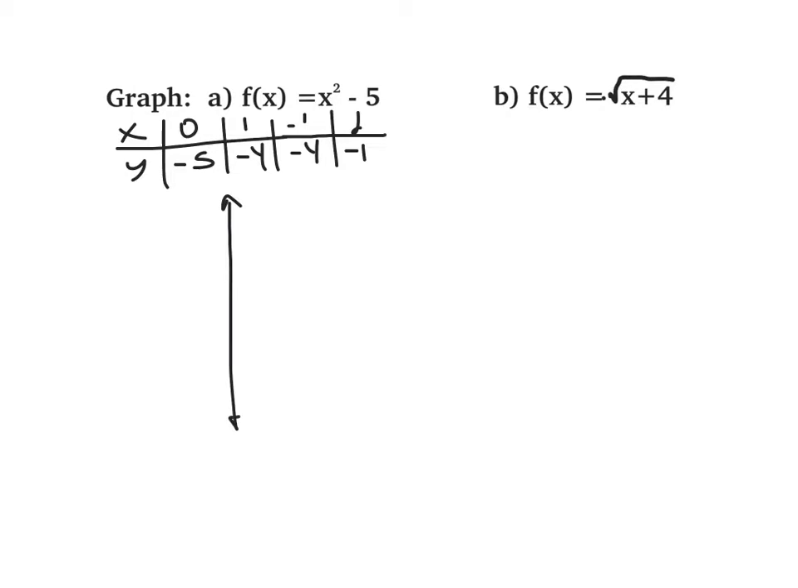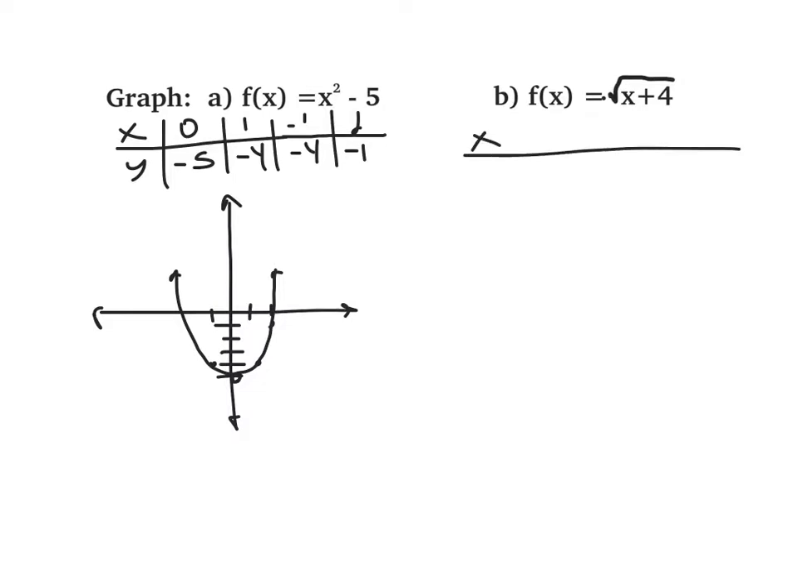So if I plot those points here, 0, -5 is down here. 1, -4 is there. -1, -4. 2, -1. It's going to be a parabola. It's going to do this right here. So I'm going to have you graph a few like that today. The second one, do the same type thing, make a little XY table. And remember, f of x is really just a little notation for y.